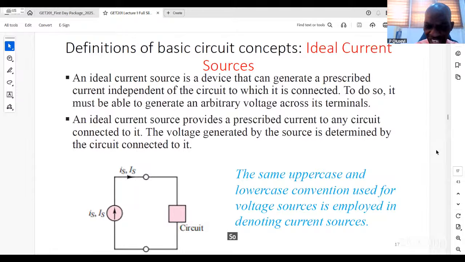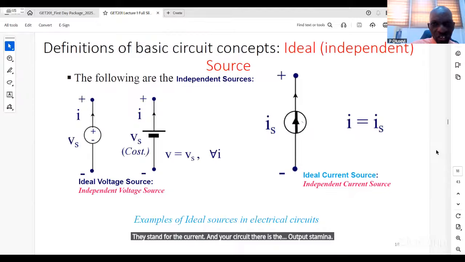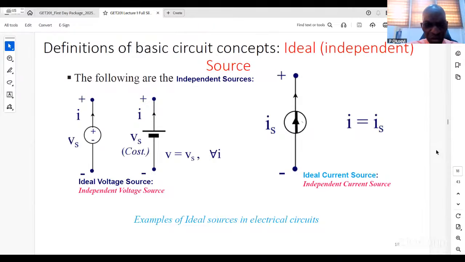So the subscript s stands for source. The I, capital and small letter, stand for the current. And the circuit there is connected to the output terminal. In a more precise way, we have this.